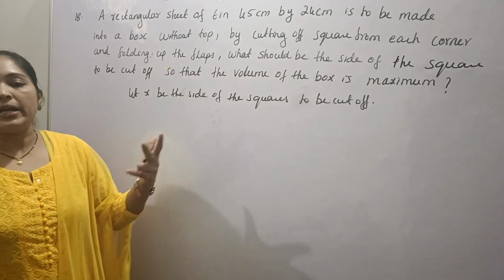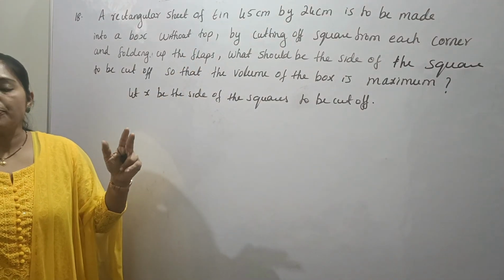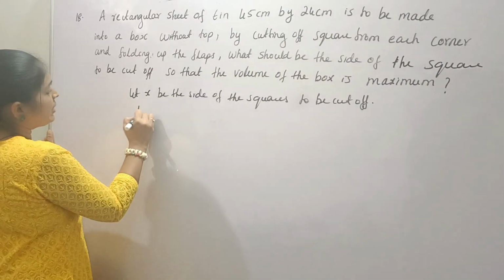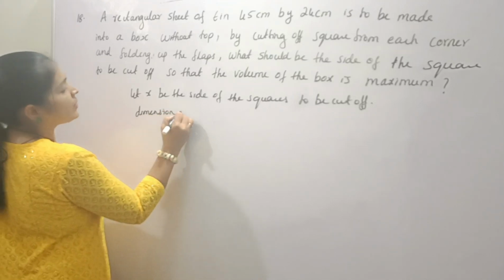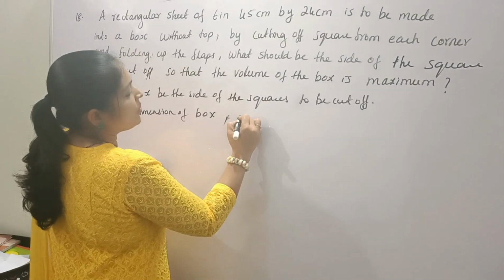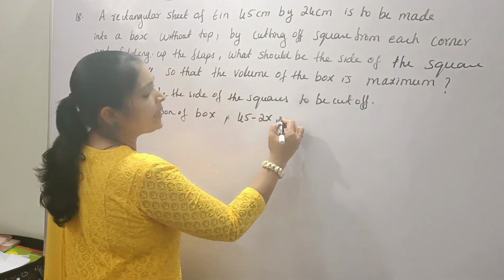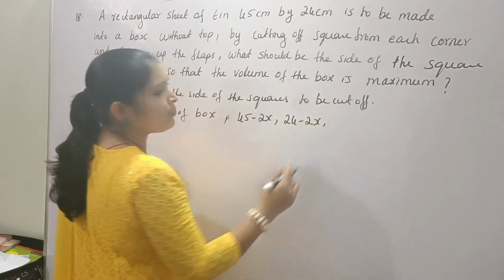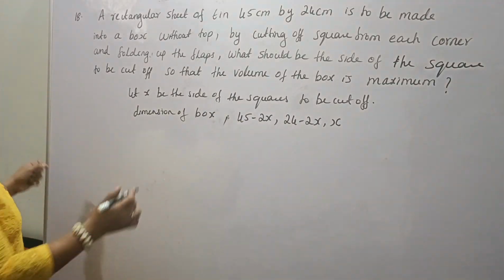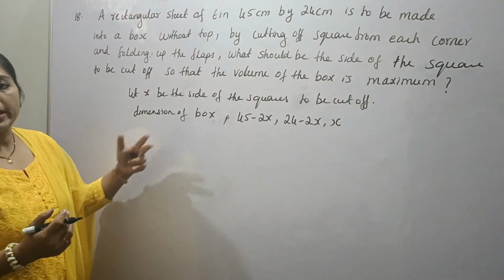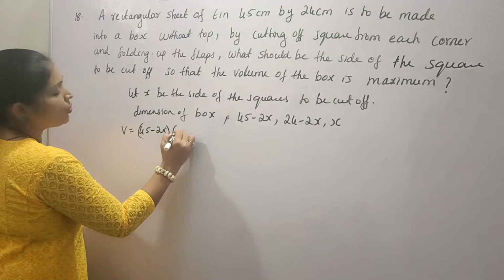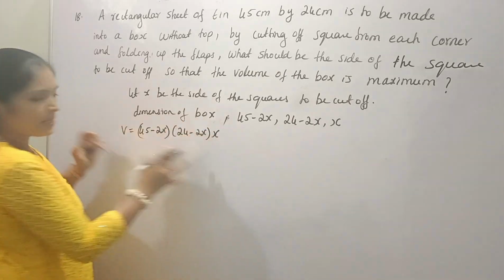That is, we are cutting the squares from each side, right? So here 45 minus 2x, x plus x, right? So here the dimensions of the box are 45 minus 2x, then breadth 24 minus 2x, then what is the height of the box? x itself, right? x. Okay. So here, what is the volume? Volume is nothing but their product. So volume is equal to (45 minus 2x) into (24 minus 2x) into x. It is our function, right?